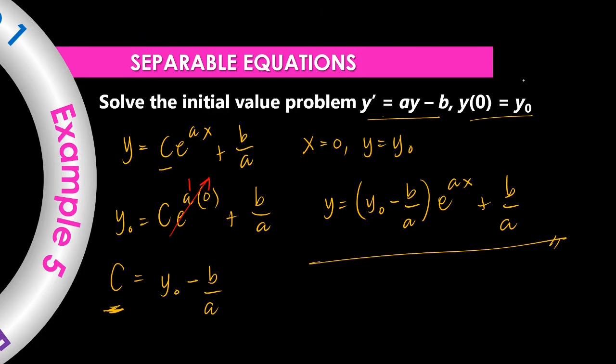So I highly suggest that you memorize this. If ever, again, you would see a differential equation in this form, then there is no need to solve for its general solution because this is the general solution. Once again, c e raised to ax plus b over a. And if you are given some condition, the value of c is simply equal to, copy-paste that, yo minus b over a.